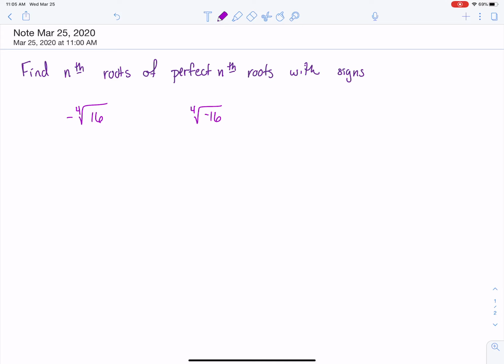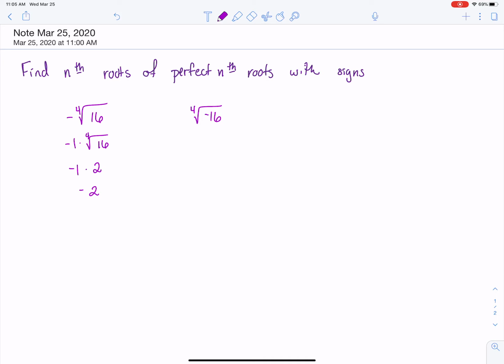When you've got that negative on the outside, like we do in this first one, this is equivalent to saying that this is negative 1 times the fourth root of 16. So we're going to take the fourth root of 16, doing our order of operations, because that's an exponent, we do that first. And we are going to get 2. And then we do a negative 1 times that, so we get negative 2.